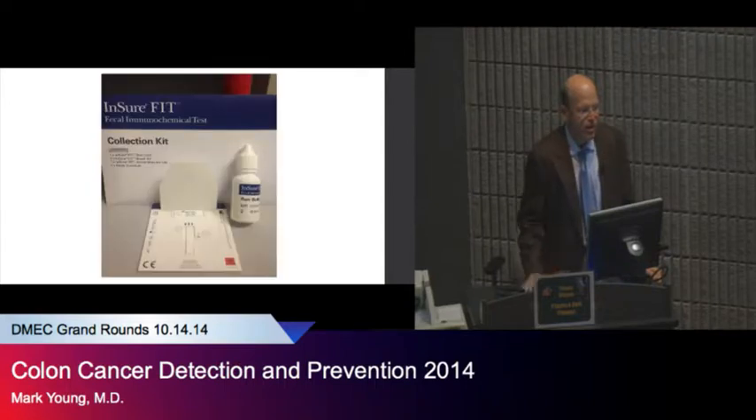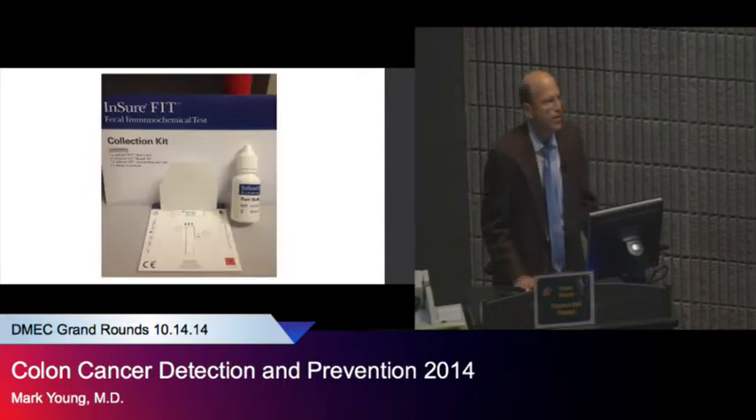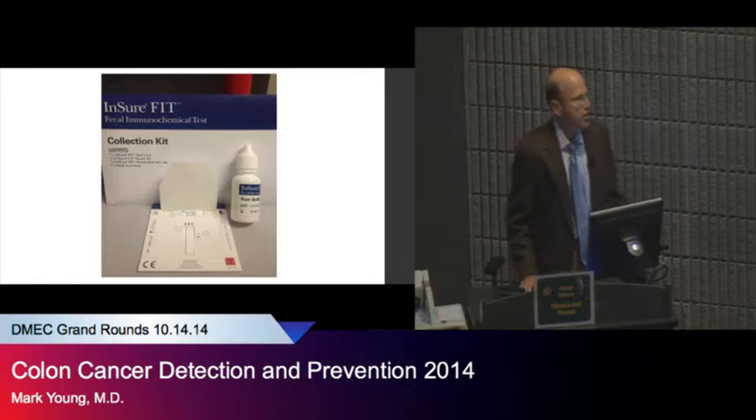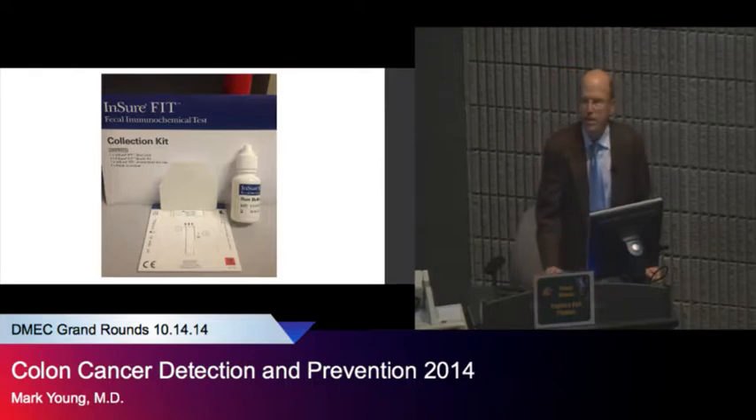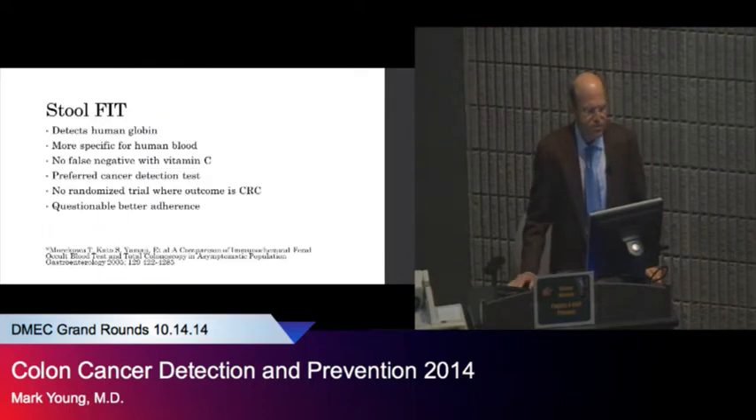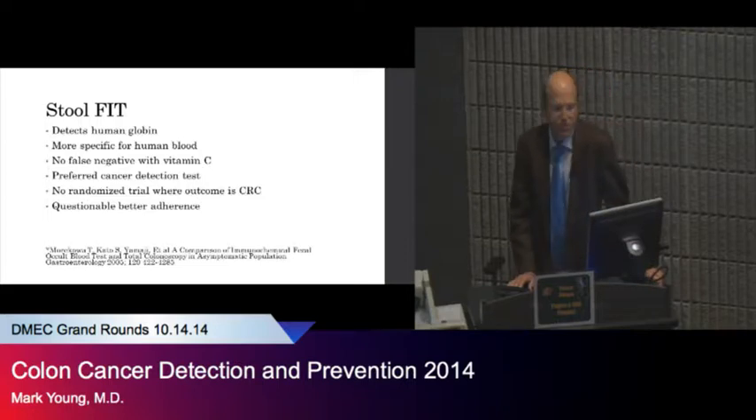Now, fecal occult blood testing should be replaced by stool fecal immunochemical testing. And this is the kit that we use in our study. It's the Ensure Fit study. And basically, as you know, this kit detects human globin. It's not a peroxidase test. It detects human globin. And the benefit of this, it's more specific for human blood.